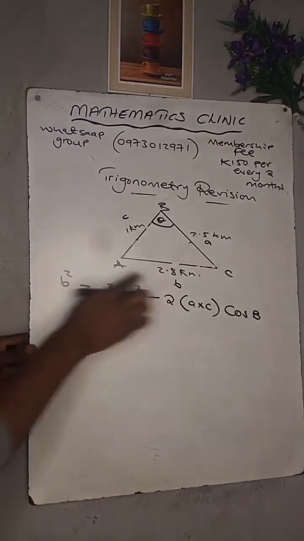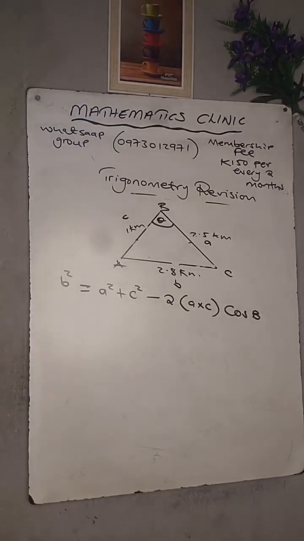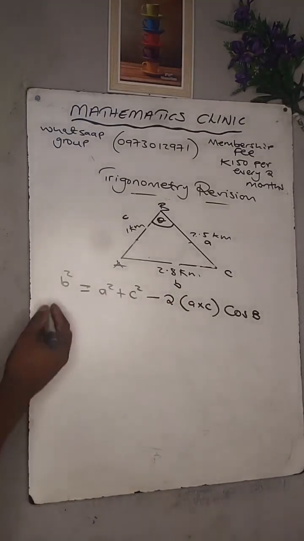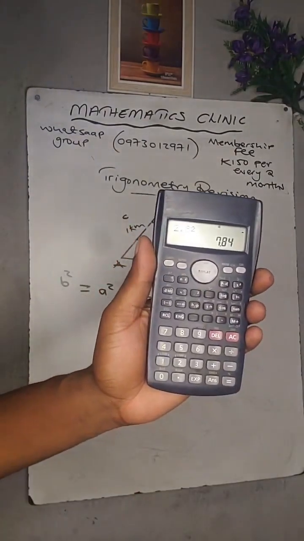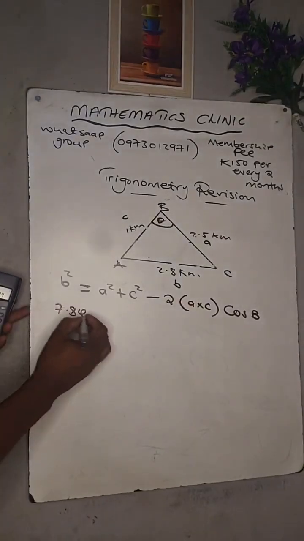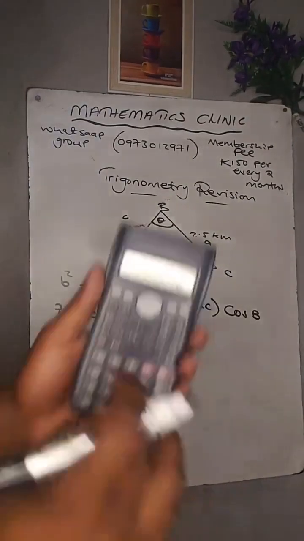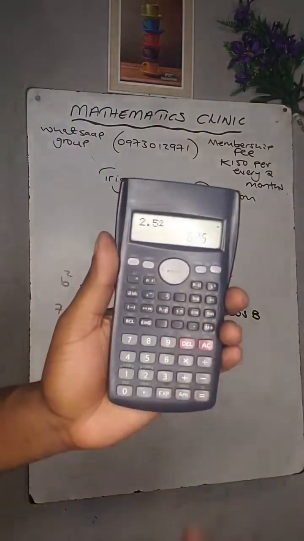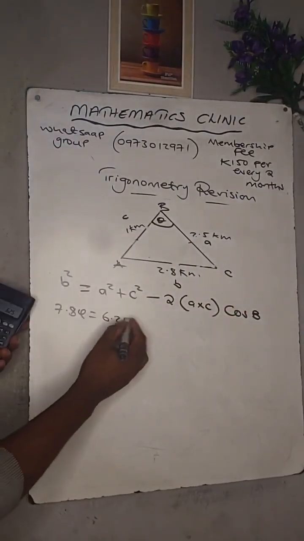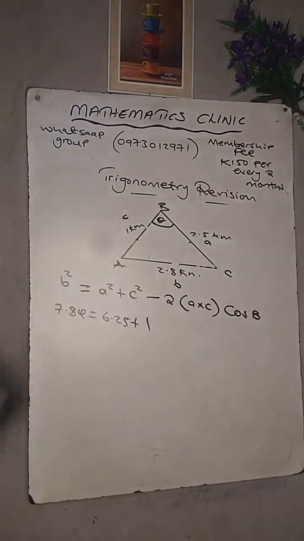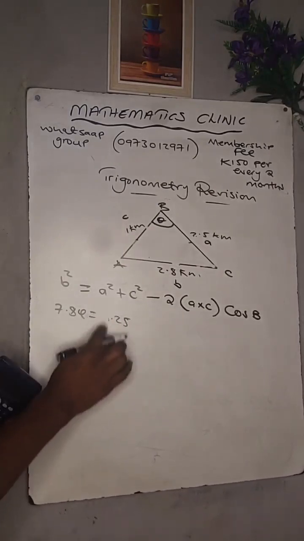So our B squared, we know B is 2.8, so we can go direct and say, what is 2.8 squared? We get 7.84. So you write 7.84 here is equal to. Then we have A. Our A is 2.5. What is 2.5 squared? We get 6.25. Plus, what is 1 squared? 1 squared is 1. So 6.25 plus 1 is 7.25.